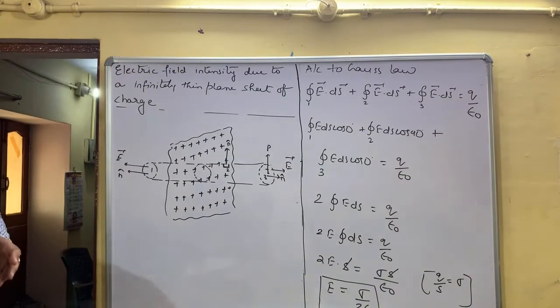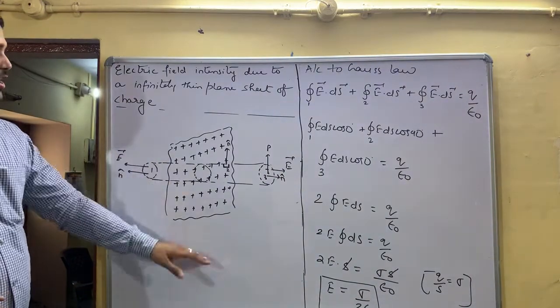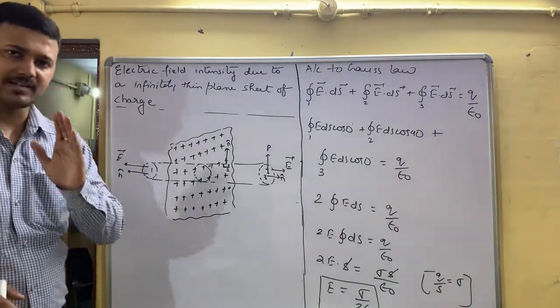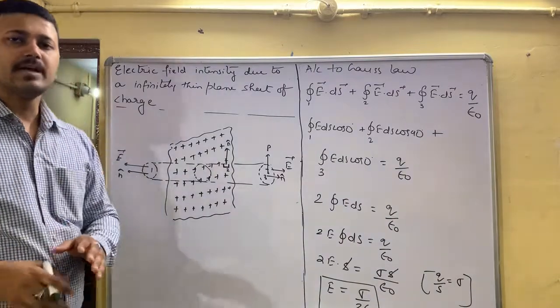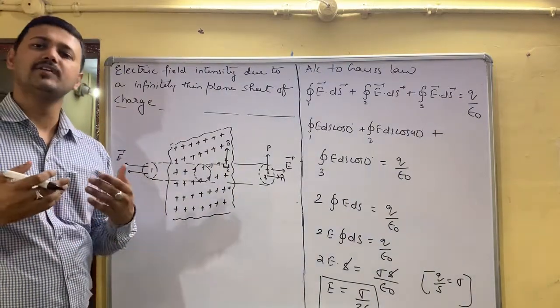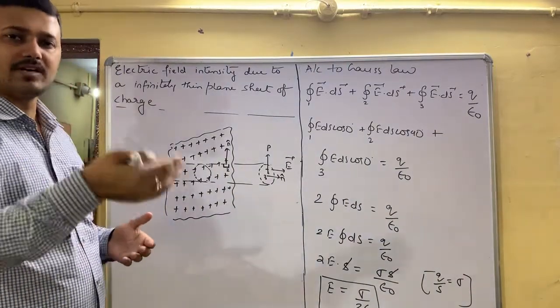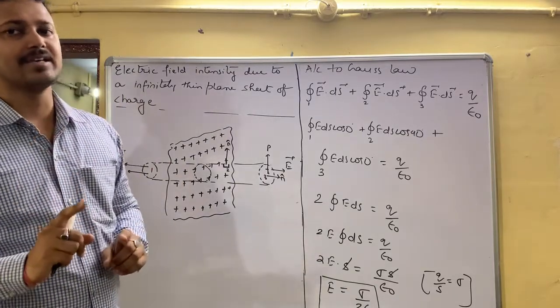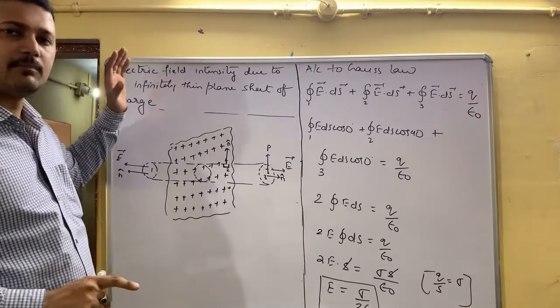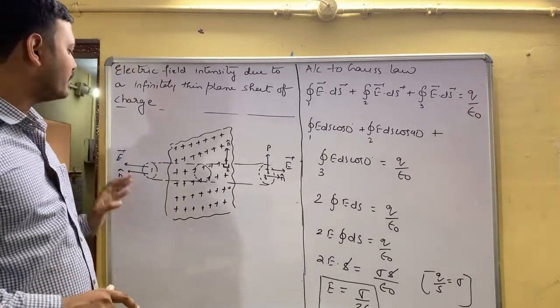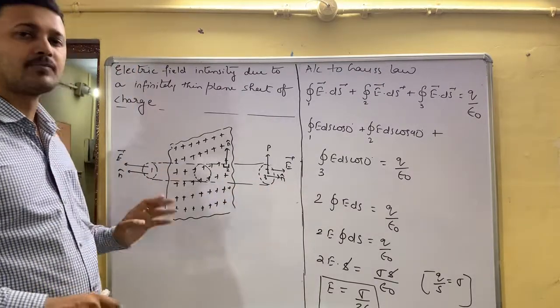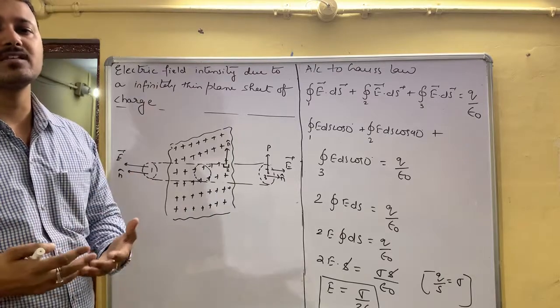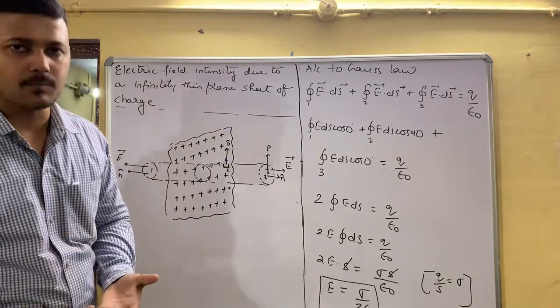So always remember that the sheet we have considered is infinitely thin, infinitely long. It is in such a way that we can't even distinguish between the first side and the second side. It will just seem like it is having only a single side. Charges are uniformly distributed on the sheet, and we have drawn a cylinder. Why cylinder? Because a cylinder is a uniform surface, a symmetric body.